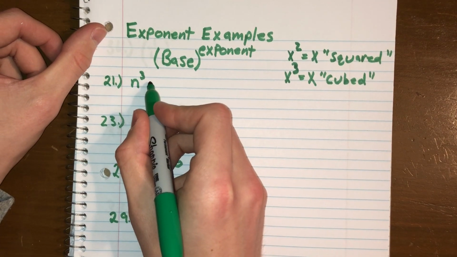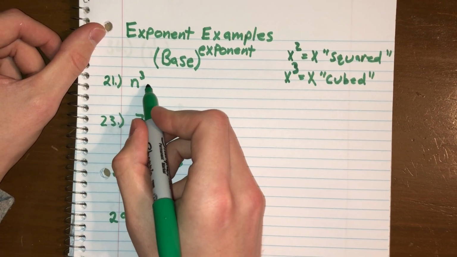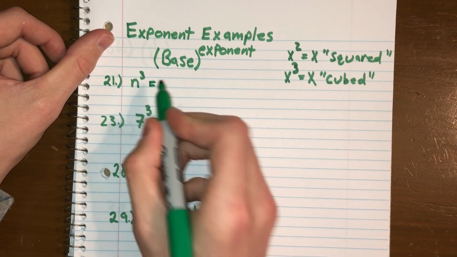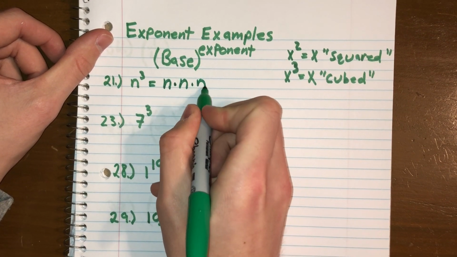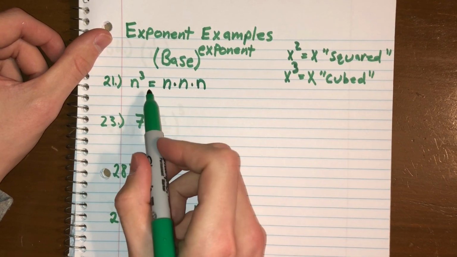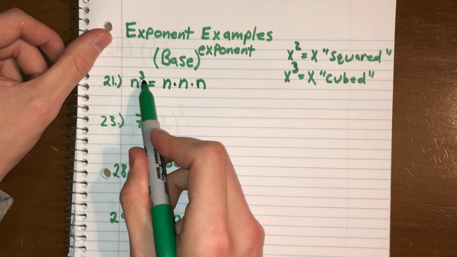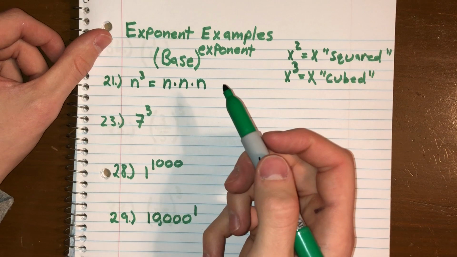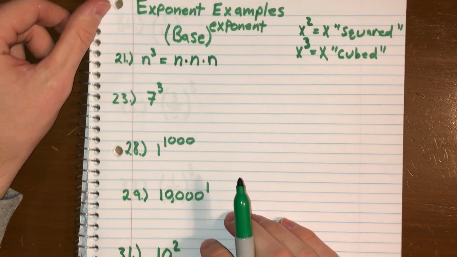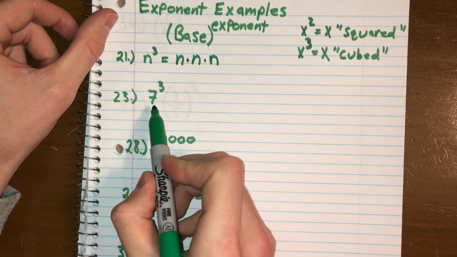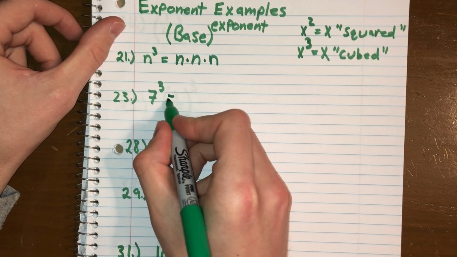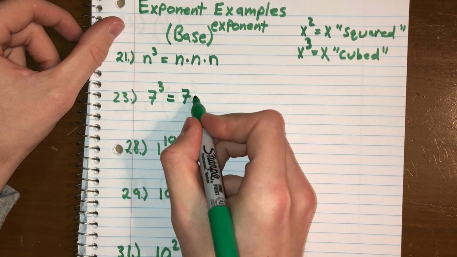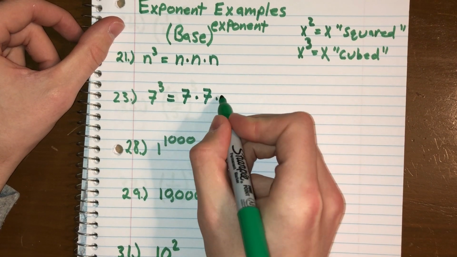So there's no value here, so there's nothing to substitute in. All this is equal to is just n times n times n. See, n 3 times, that's where you get n cubed. So let's apply this concept now with an actual base here, not a variable. So 7 to the power of 3, or 7 cubed, is equal to 7 times 7 times 7.